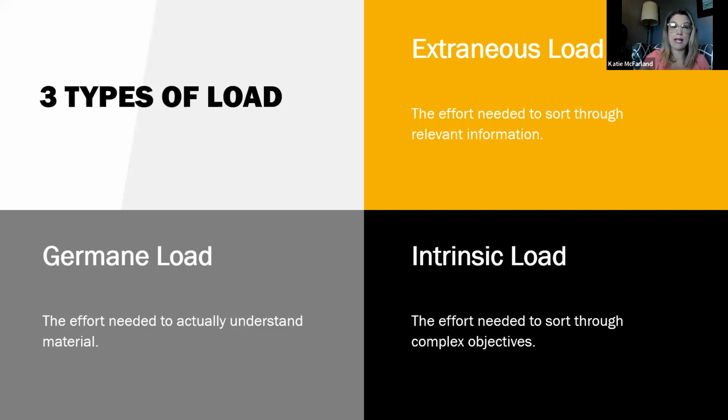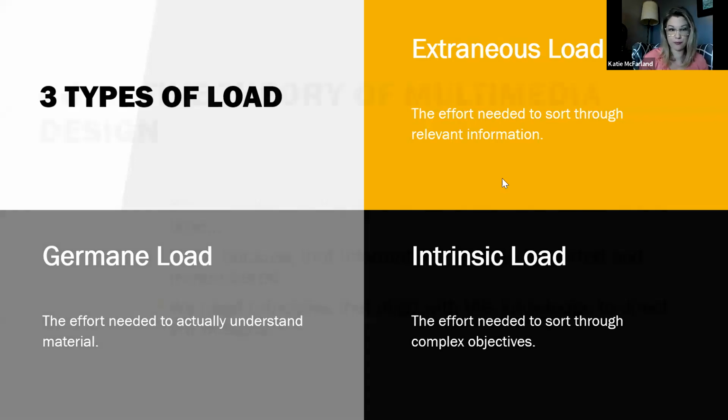You have your germane load, and that's actually the effort needed to understand the material. That's the processing part of it. So that's the cognitive part of your brain that says, what is this and what does it mean? And then the intrinsic load is the effort that you need to be able to sort through things and look at those complex objectives. So you need to be able to process them. So there are different ways that we can reduce all three of those loads.